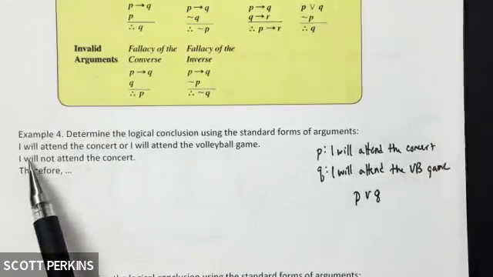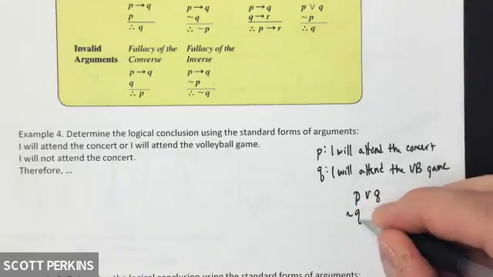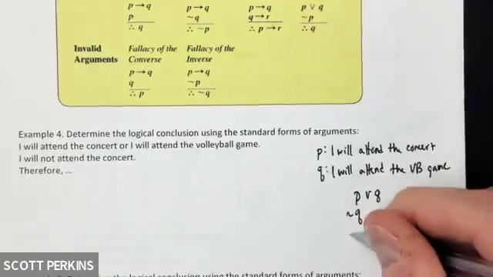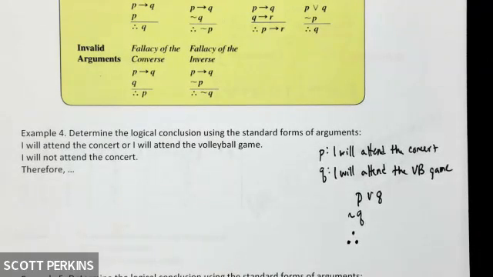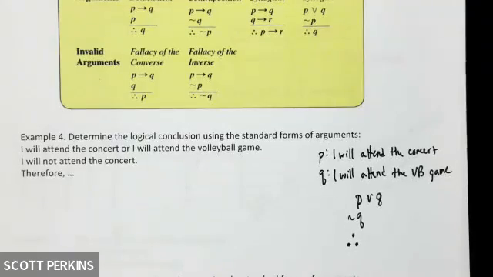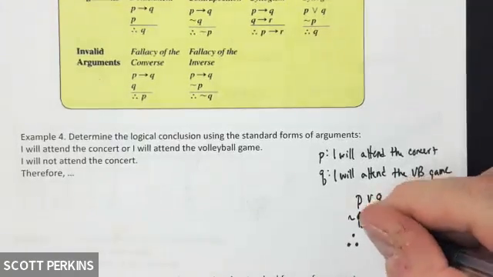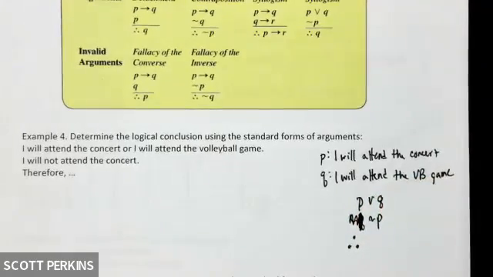The next statement is I will not attend the concert. So that is squiggly P. Therefore, and then we are left to fill in the rest. We are not given this part of the problem. Okay, well, then I'm going to compare. Is it squiggly Q? Oh, it says I will not attend the concert. My apologies. Need better glasses. So this is a P. Let me just rewrite it. This is squiggly P. My apologies. Okay, so even better. Now we'll get the right answer.